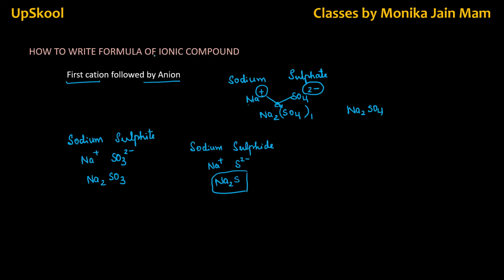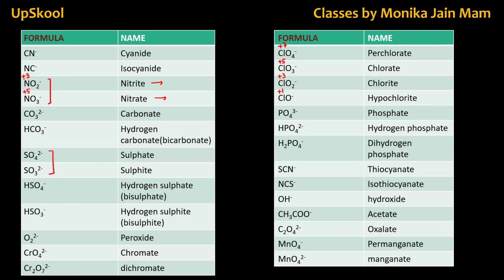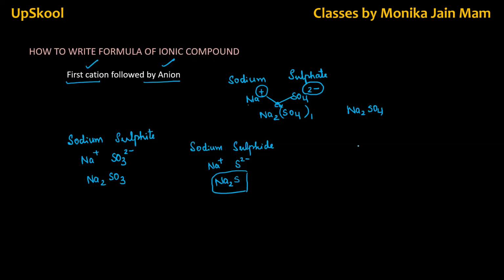So whenever you want to write down the formula, the basic rule is in ionic compounds. It is for ionic only, because in organic, it is something different. First cation, then anion. But you should know the charges should be balanced. Charges should be balanced.